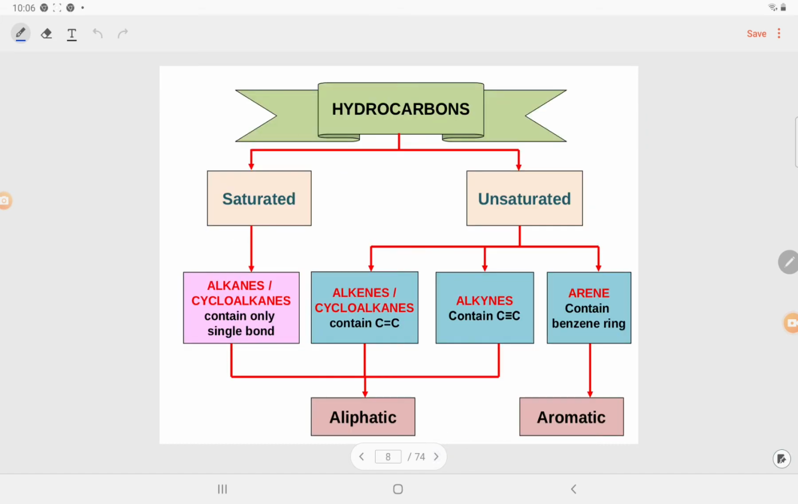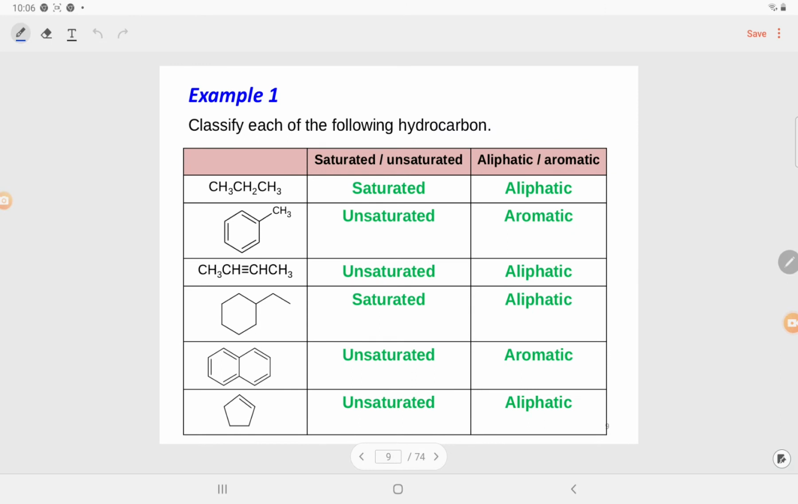So this is the classification of the hydrocarbon. Saturated must consist of alkane and cycloalkane containing only single bonds. Unsaturated are alkenes, cycloalkenes with carbon-carbon double bond, alkynes with carbon-carbon triple bond, and arenes containing an aromatic ring, which we classify as the aromatic hydrocarbon, and this is the aliphatic. Aliphatic, mostly we consider as the open chain of the structure. So this is the classification for each compound.